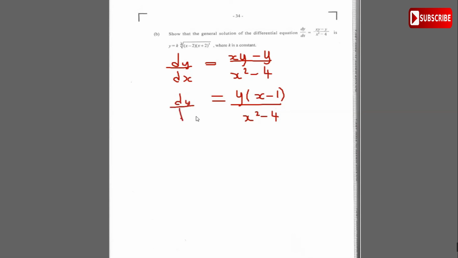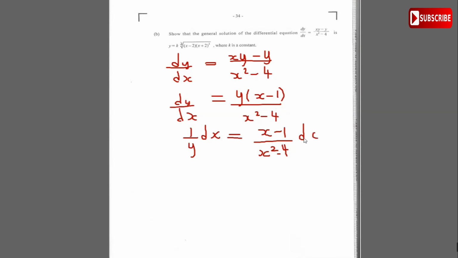And now what we're going to do is divide both sides by y and cross multiply dx. So we're going to get 1 over y dy is equal to x minus 1 over x squared minus 4 dx. Aha, now we can integrate both sides.